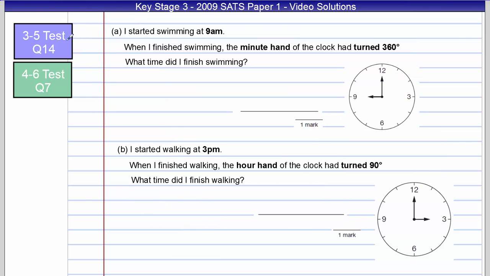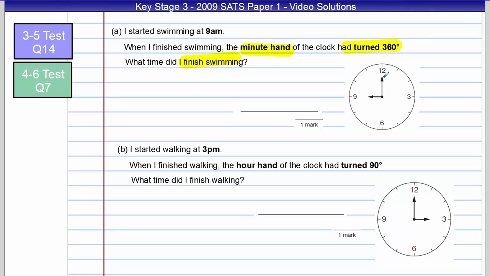Question 14 on the 3 to 5 test, or question 7 on the 4 to 6 test. Part A says, I started swimming at 9 AM. When I finished swimming, the minute hand of the clock had turned 360 degrees. What time did I finish swimming?